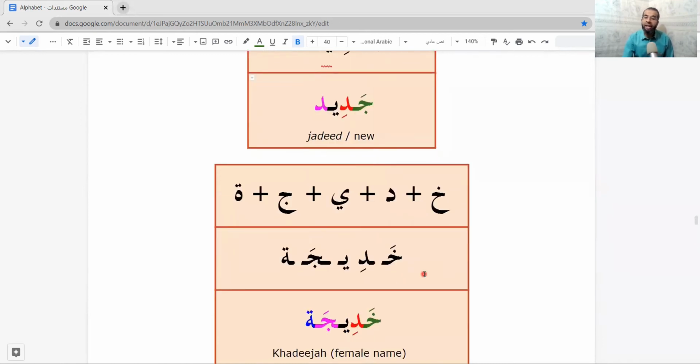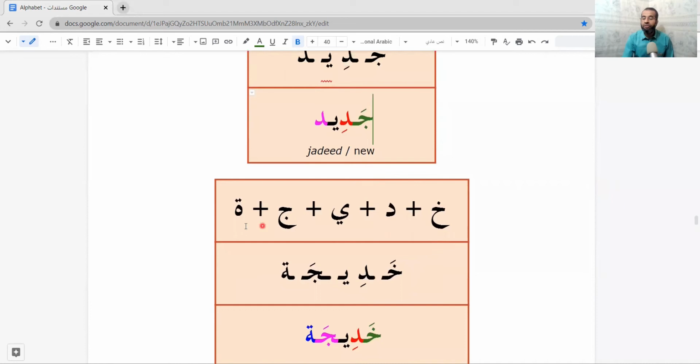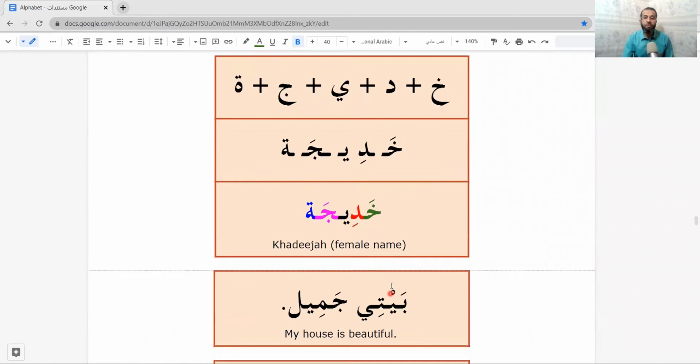This is a female name. 5 letters here. Kha, Dal, Ya, Jim, and Ta marbuta. Kha has fatha, so we say Kha, followed by Dal with kasra D, then Ya, Khadi, then Jim, Ja, and then Ta marbuta, and we pause here, so it's pronounced as H. Khadijah. This is a female name.